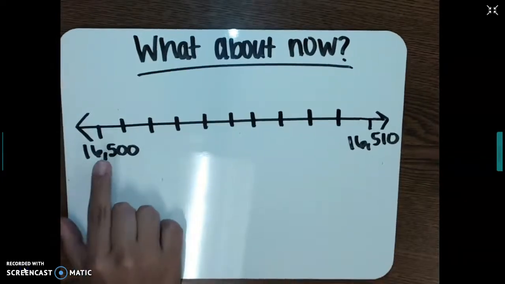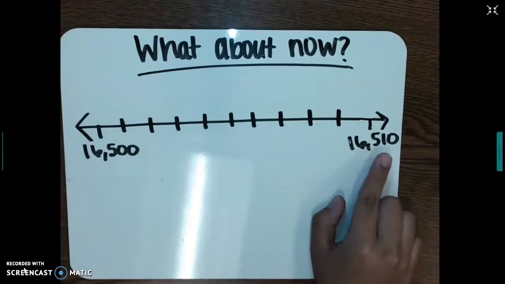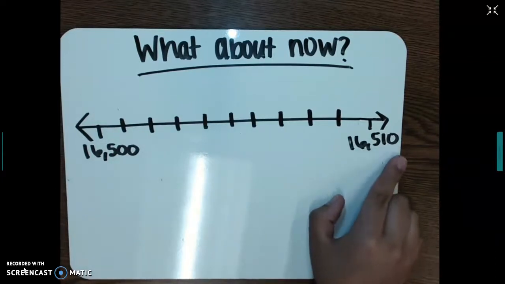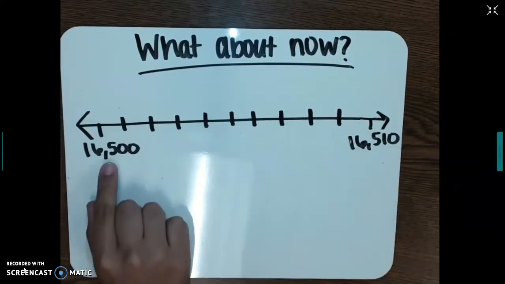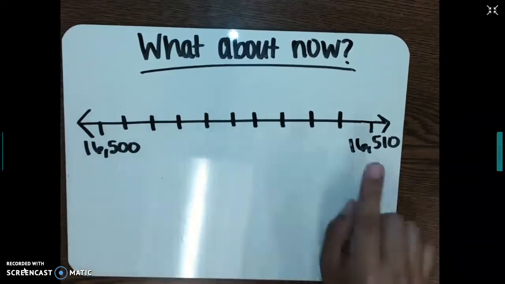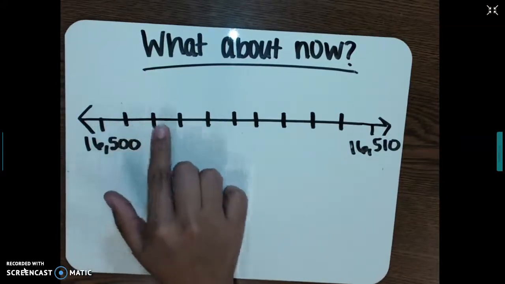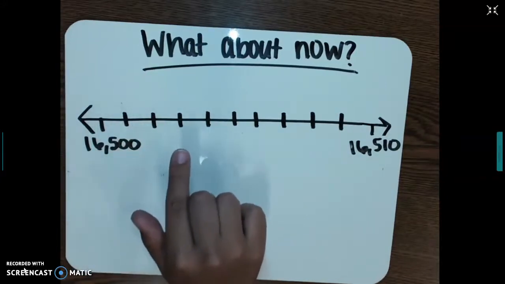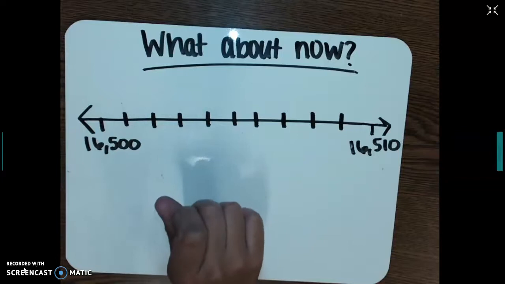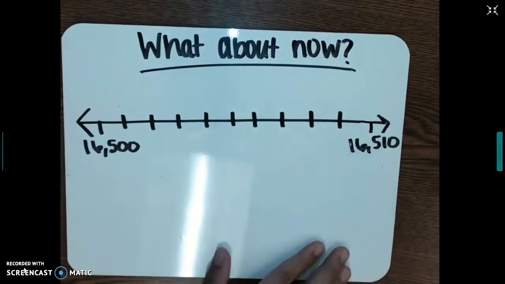I have 16,500 at the start of my number line, and I have 16,510. I have my number that is the smallest or less value at the start, and I have my larger number with more value at the end. Let's see what kind of jumps it makes. Tell me what you think, write it down on a piece of paper, and brainstorm how much of a jump do you think it's going to make.